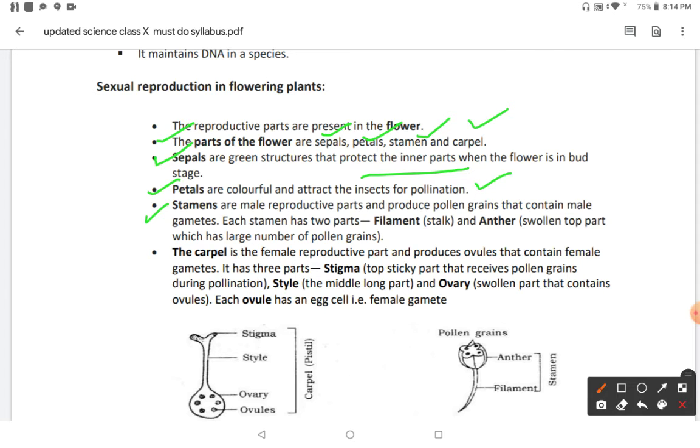And each stamen has two parts. One is the filament, that is the stalk, and the anther, the swollen part of the plant where a number of pollen grains are present. Carpel is the female reproductive part and produces ovules that contain female gametes. It has three parts: stigma, style and ovary. And each ovule has an egg that is called the female gamete.